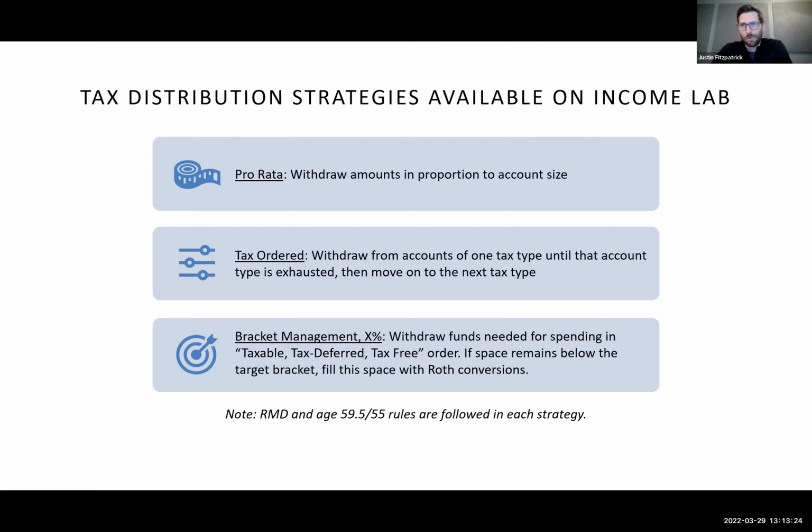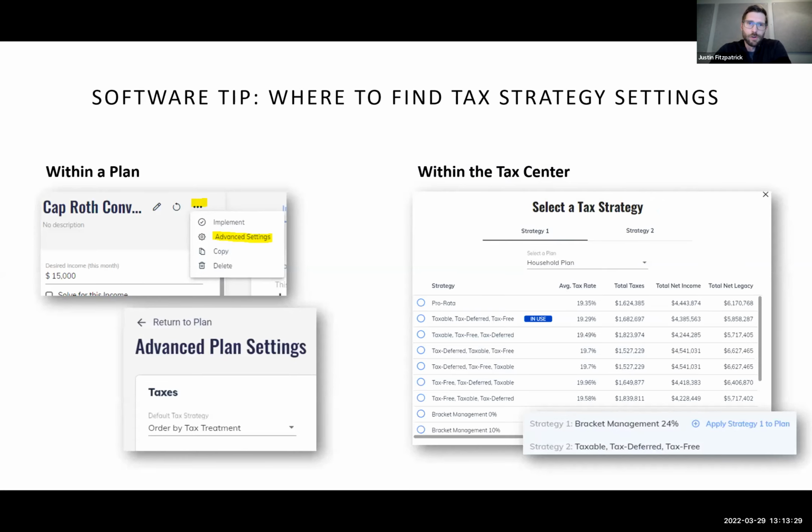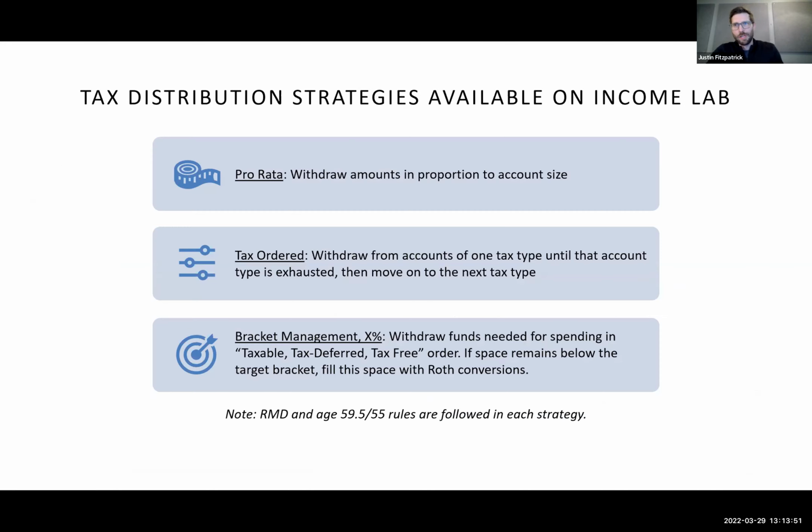Now, each of these, other than pro rata, actually have kind of subtypes, right? So you can go in order to set these in the software. There are a bunch of places that you can do it within a plan. So if you're not in the tax center, you would go to the advanced settings and choose your tax strategy. And then once you've chosen a tax strategy, for example, if you have tax ordered, you'll see three cards that you can drag around: taxable, tax-deferred, and tax-free, and you put those in order. If you choose bracket management, you'll be asked which bracket you're trying to fill up.